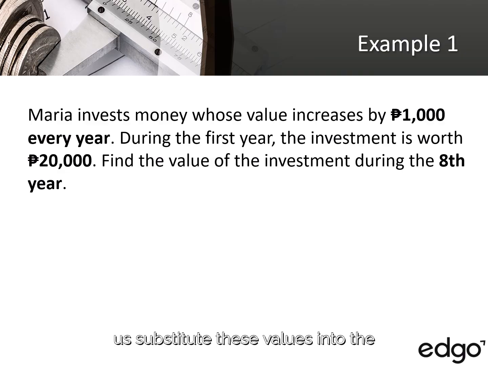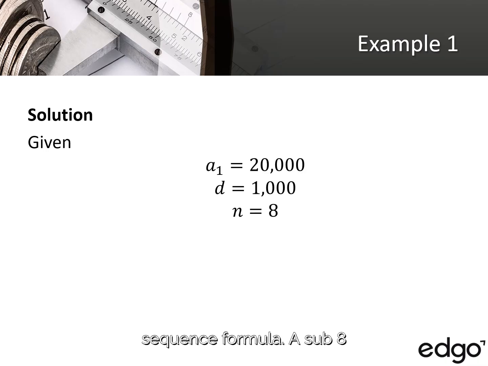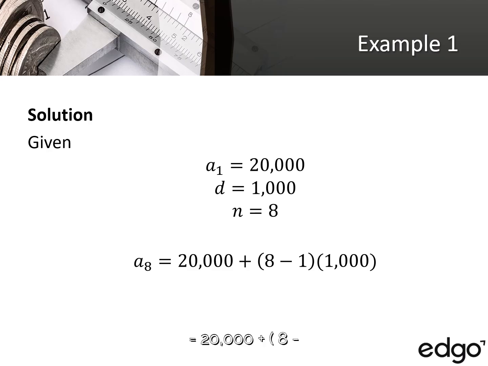Let us substitute these values into the formula. Using the arithmetic sequence formula, A sub 8 equals 20,000 plus open parenthesis 8 minus 1 close parenthesis times 1,000.